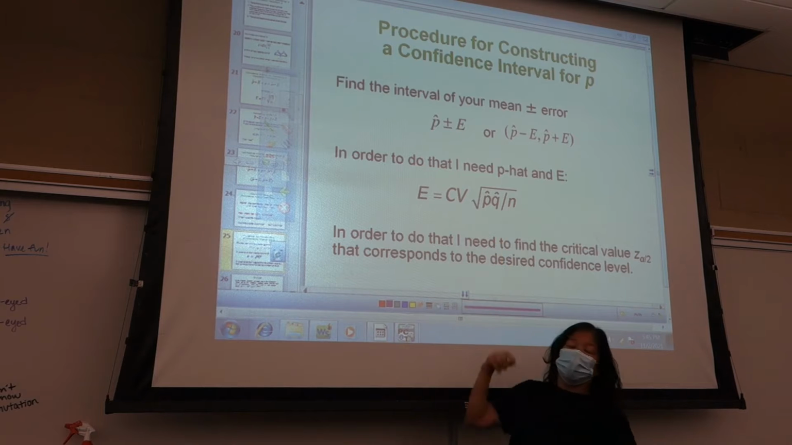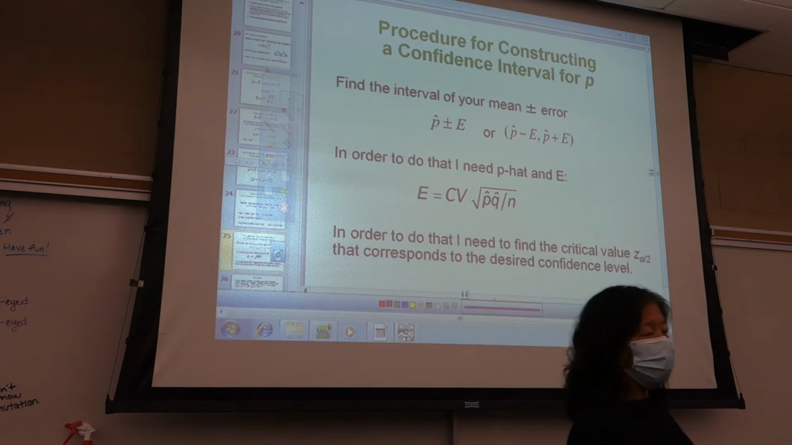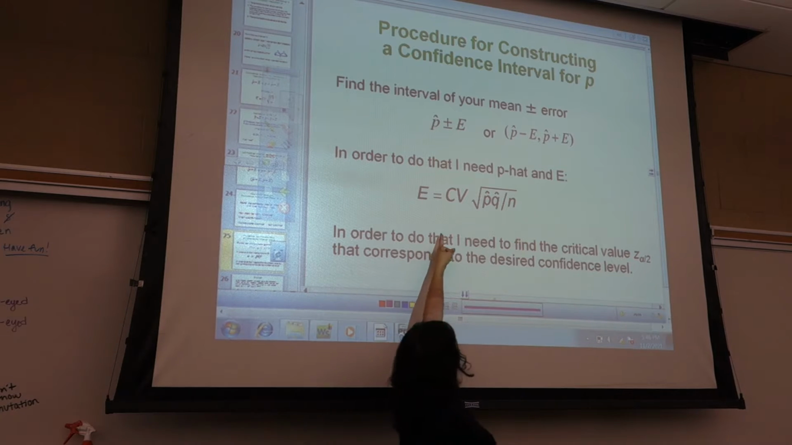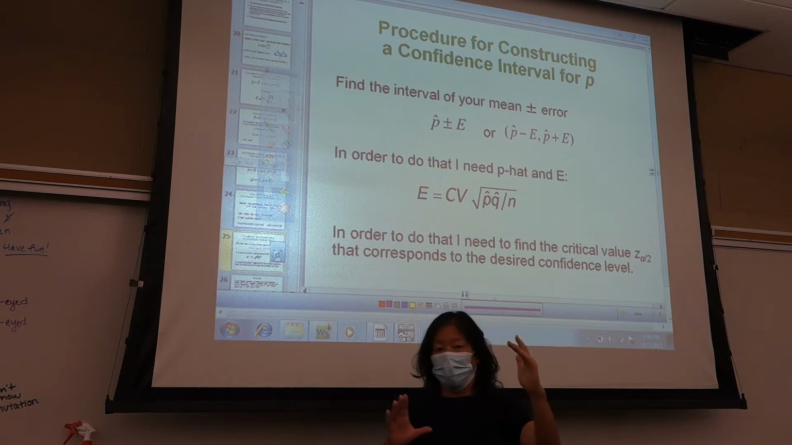P hat, q hat. You're given p hat. Q hat is just like p's and q's. Remember little p and little q from the binomials before? They add up to 1. P hat and q hat also add up to 1. So if you have p hat, you can find q hat by subtracting p hat from 1. And then n, you're going to be given. So you have all those pieces. You just need to find the critical value, which you look up on that table at the top of your page.